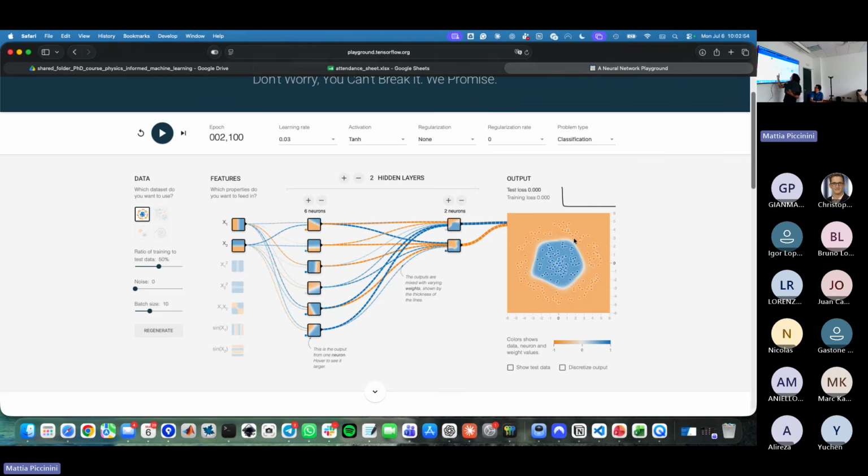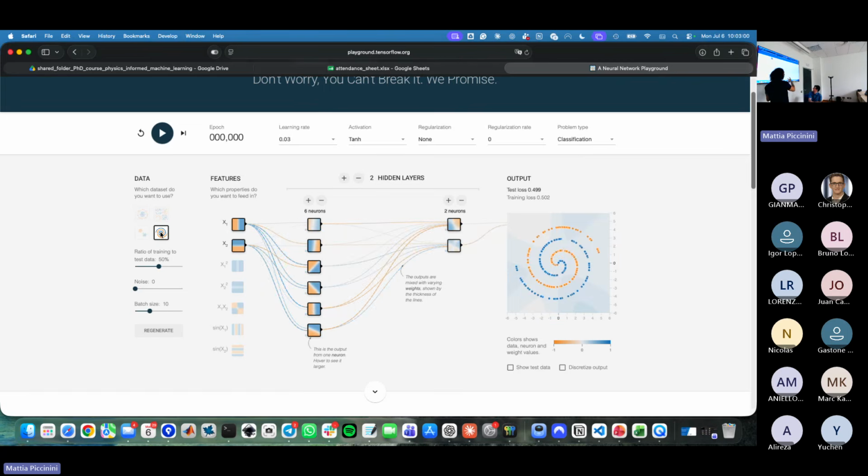And it's funny, if you choose a different data set, for example, if we choose the spiral data. Okay, so this is interesting.